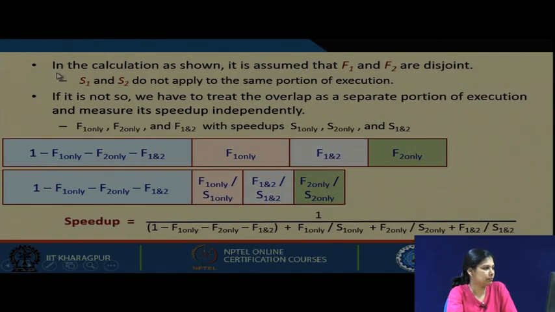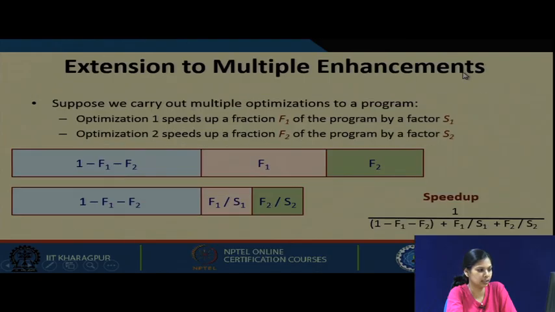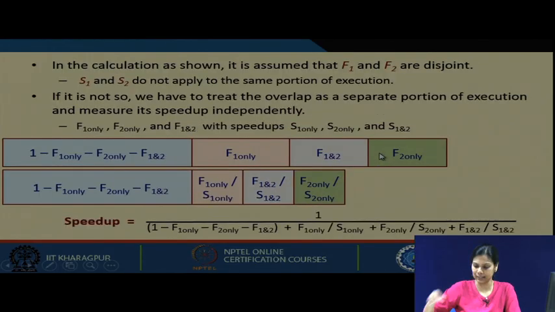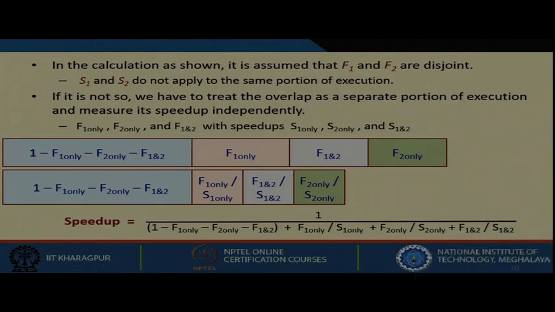Now, in the calculation as shown, it is assumed that F1 and F2 are disjoint. So, in this particular case, F1 and F2 are disjoint, and we are making improvement on this part only and this part only. But now let us say there can be a situation like this. So, in this situation what happens?